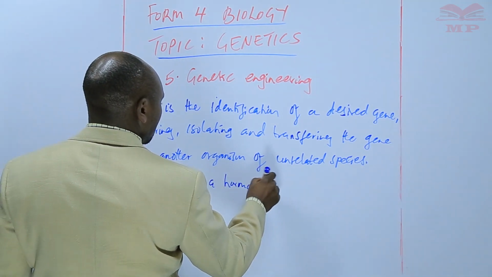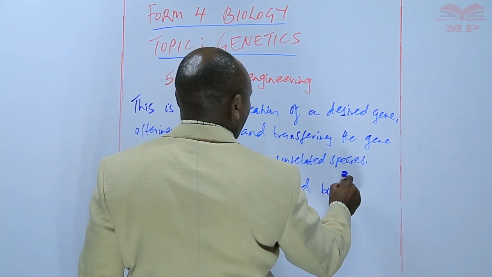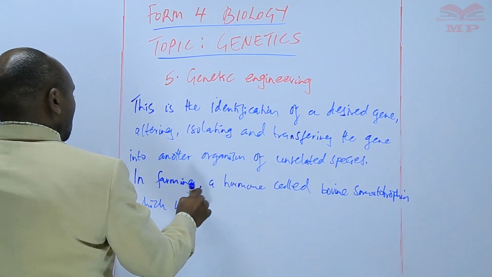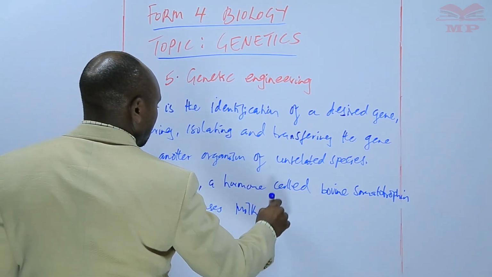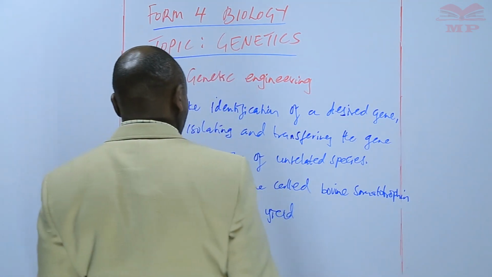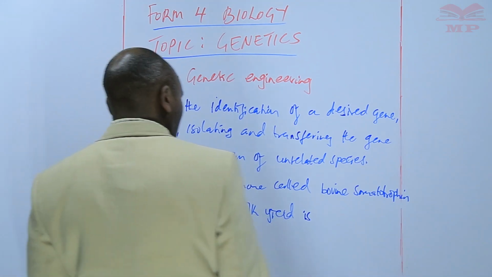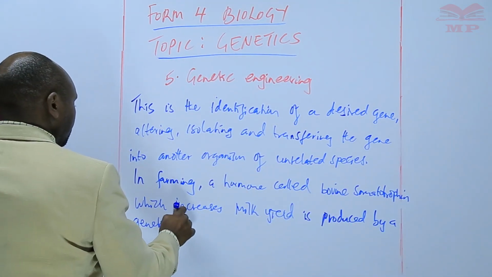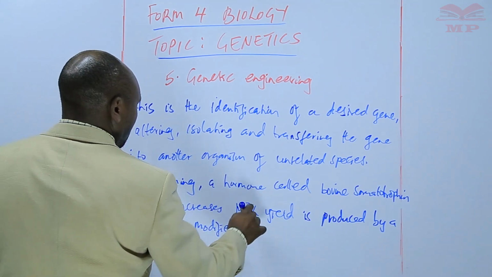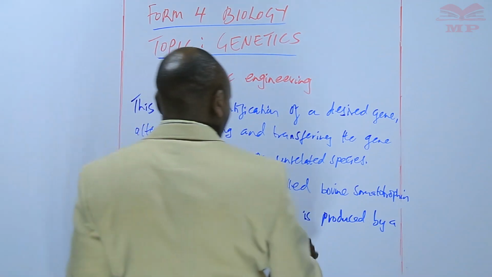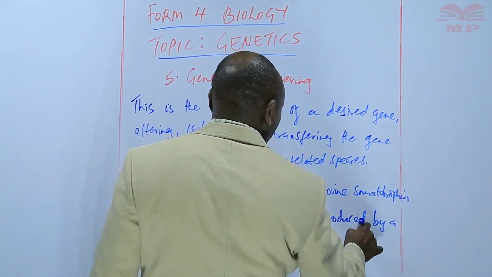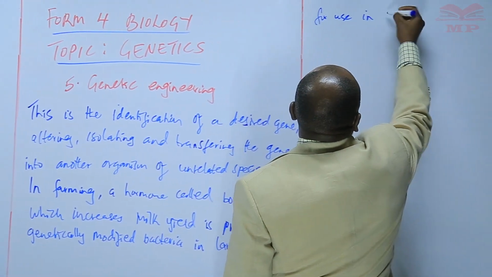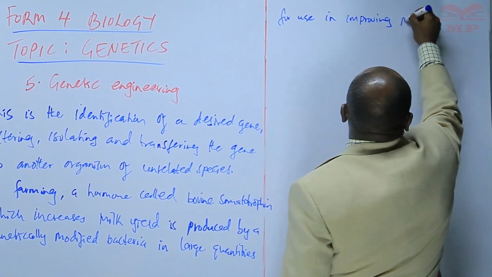So we are saying that a hormone called bovine somatotrophin, which increases milk yield, is produced by a genetically modified bacteria in large quantities for use in improving milk productivity.